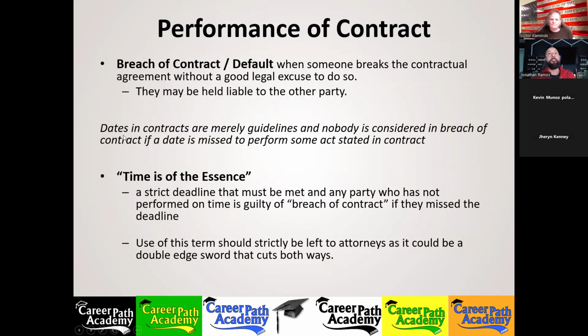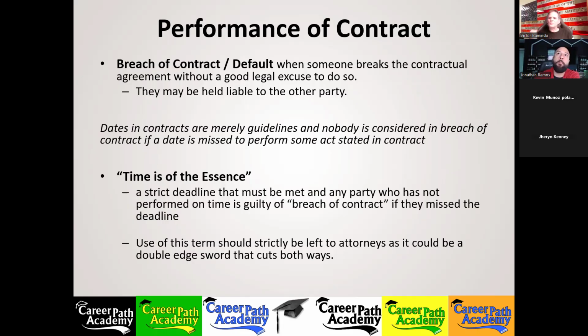Dates in contracts are merely guidelines, and nobody's considered to be in breach of contract if a date is missed to perform some act that is stated in the contract. Those dates are not deadlines, they're merely guidelines, and courts have well established this. Somebody is not considered in breach of contract simply for not completing something by a date that was stated in the contract.